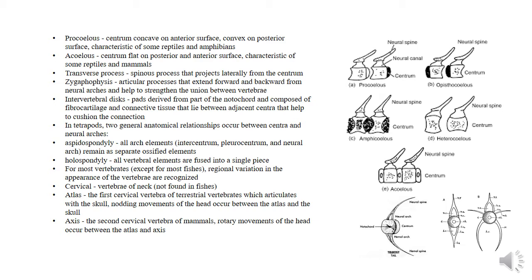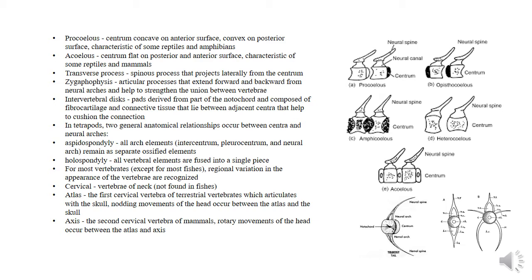In tetrapods, two general anatomical relationships occur between centra and neural arch. Aspidospondyli: all arch elements, intercentrum, pleurocentrum, and neural arch remain as separate ossified elements. Holospondyli: all vertebral elements are fused into a single piece.